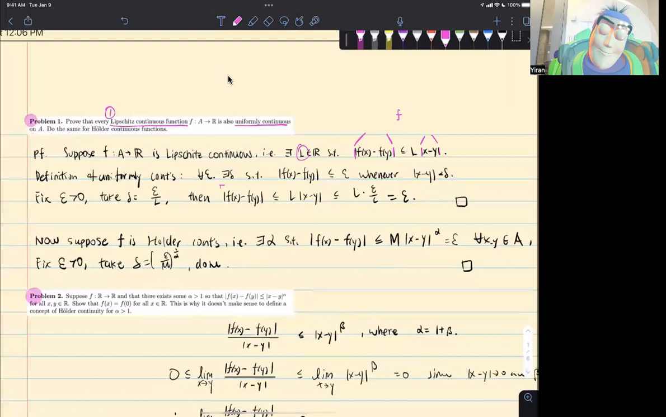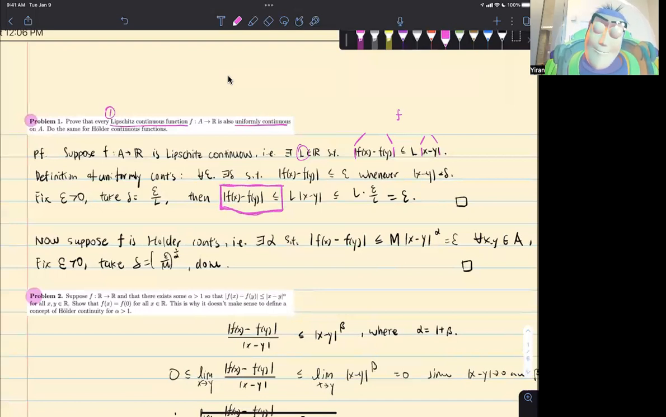Okay, so our goal is to show this is smaller than epsilon, right? Given epsilon, we want to show there is this delta such that this quantity is smaller than epsilon. This is our goal. And what we know from the assumption is this quantity is smaller than or equal to L, which is the Lipschitz constant, times the absolute distance between X and Y.